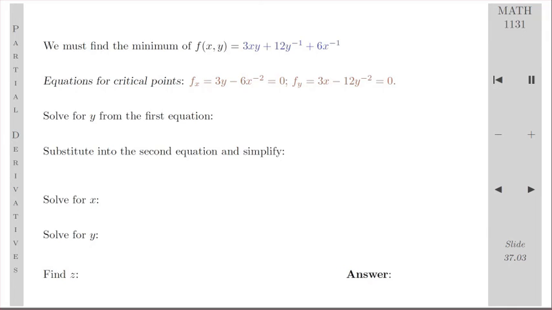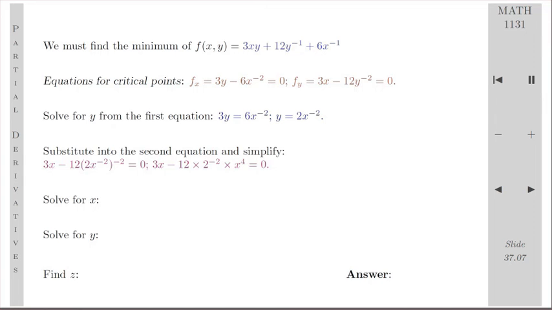We will solve this by substitution. So solve for y from the first equation. Take 6x to the negative 2 to the right hand side and divide both sides by 3. We get y equals 2x to the negative 2. I'm going to substitute this in the second equation for y. So I get 3x minus 12 times 2x to the negative 2, all to the power negative 2, equals 0. Now I can distribute this exponent over the two factors and then combine these two exponents for x. So I get 3x minus 12 times 2 to the negative 2 times x to the 4 equals 0.